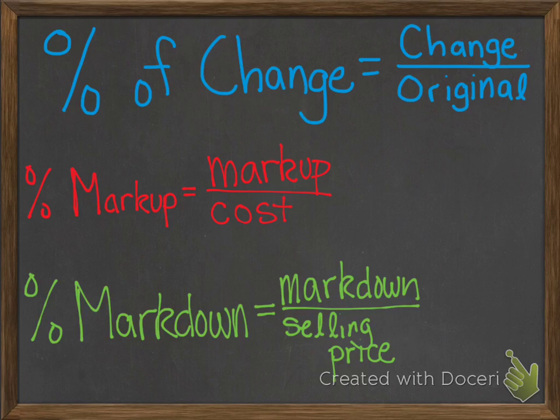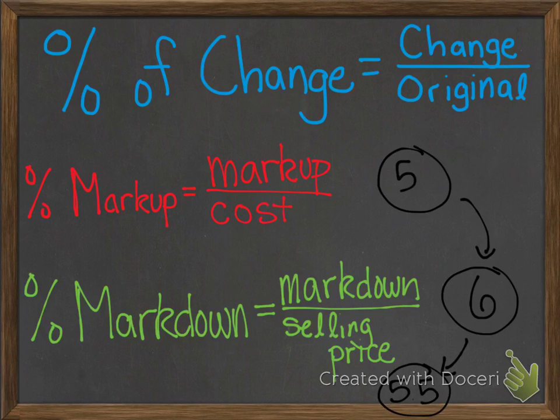So in that scenario, your original amount, your starting point, is whatever the store is selling it to you for. You get the selling price. So the original, the starting point, is the selling price, and that's why it's selling price and not cost. Okay? It might be a good idea to write these down somewhere. We're going to be using them pretty heavily right now.